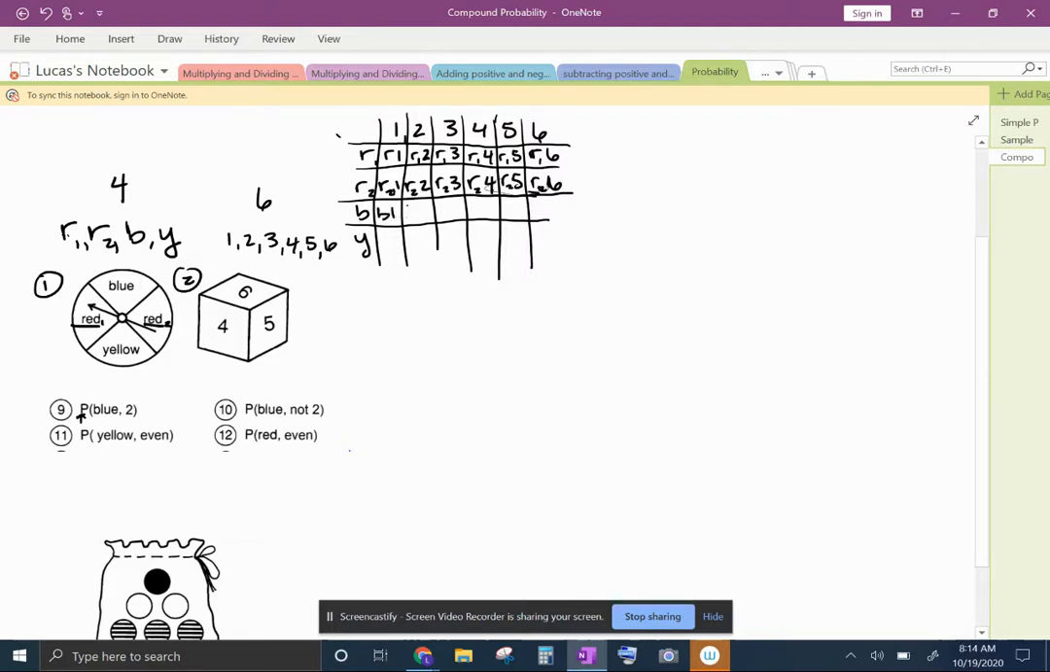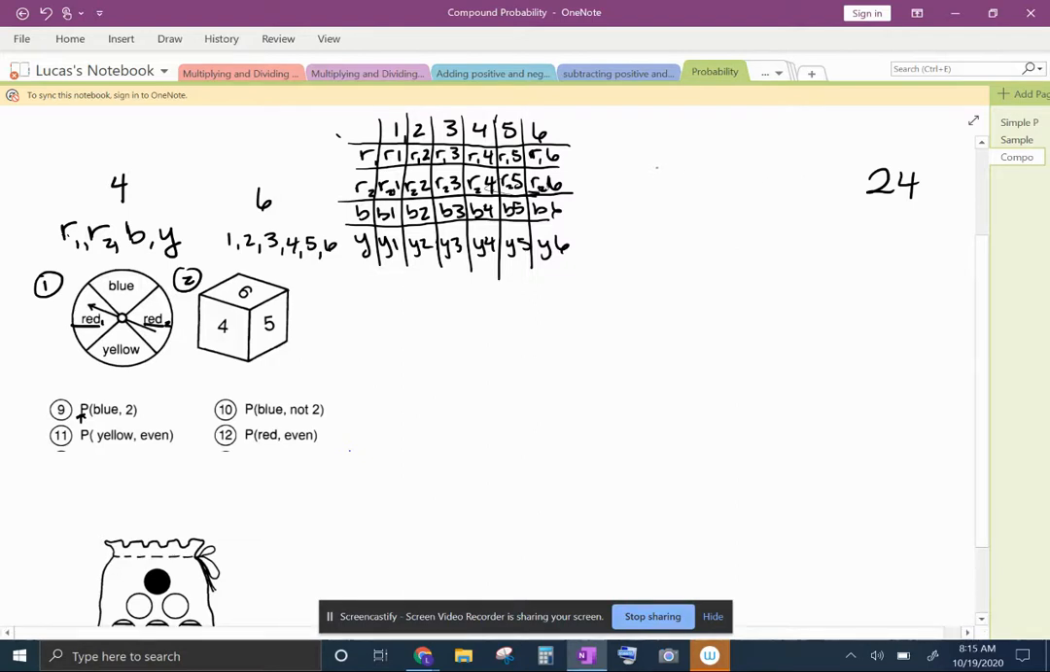I can also get a blue and then a 1, a blue and then a 2, a blue and then a 3, a blue and then a 4, a blue and then a 5, a blue and then a 6. So that's 6, 12, 18 possibilities. So how many more are there? Well, if I don't get a blue or a red, I can get a yellow and then a 1, a yellow then a 2, yellow 3, yellow 4, yellow and then a 5, or I could spin a yellow and then roll a 6. So how many different possibilities do we have? We have 6 in the first row. So 6, 12, 18, 24. We have 24 different possibilities.